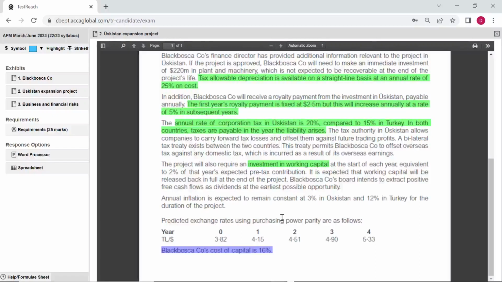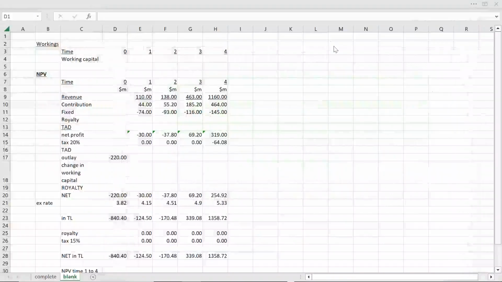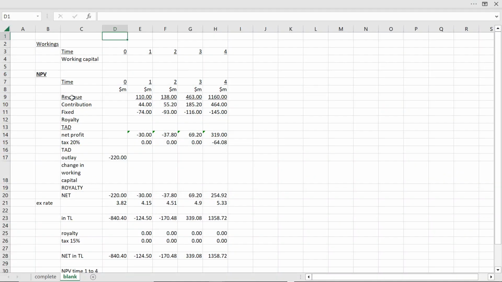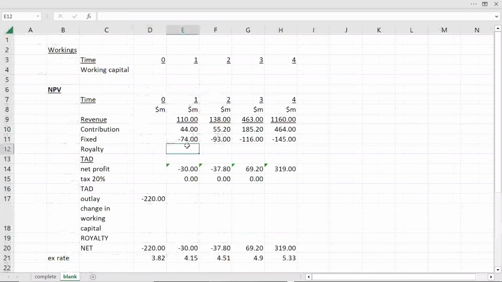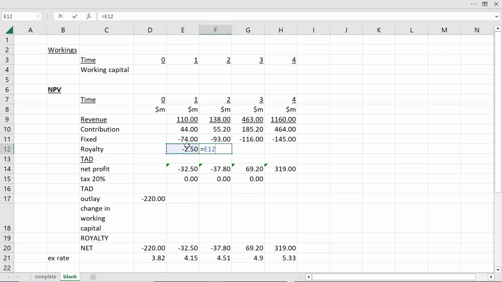So I'd work my way logically through this. It's an NPV calculation. The cash flows include inflation, the exchange rates are given, and really it's the areas that I've highlighted that you're going to have to work on. So let's look at a reasonable approach here. I'm going to take the information that's given, and I'm just going to add in the extra information for the royalty. So I'm told in the question that the royalty is 2.5 million and that it goes up by 5%. So once I've done that once, I can just copy it over.